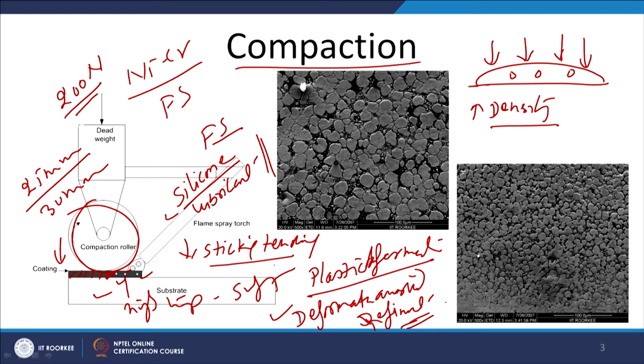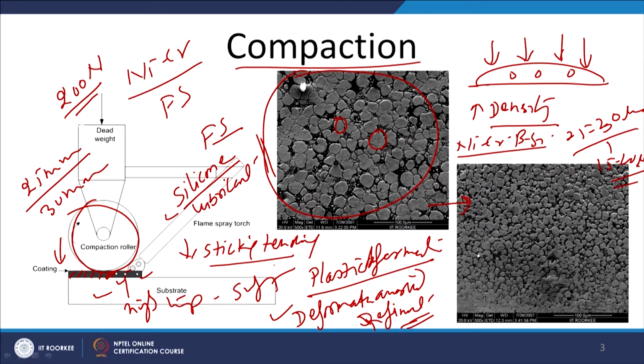In this particular case, for the nickel chromium boron silicon coating, which was coarser, we can see here the grain size of the nickel solid solution cell is coarser, and after the compaction we notice that the grain size was reduced. This kind of grain refinement may take place from 25 to 30 micrometer to 15 to 20 micrometer. The reduction in grain size is further expected to enhance the properties.